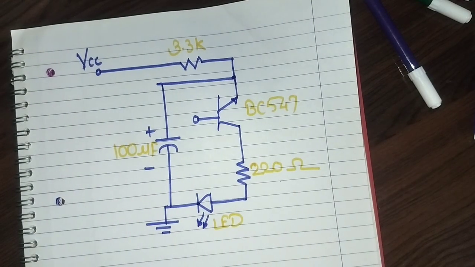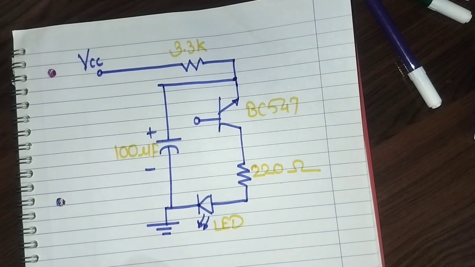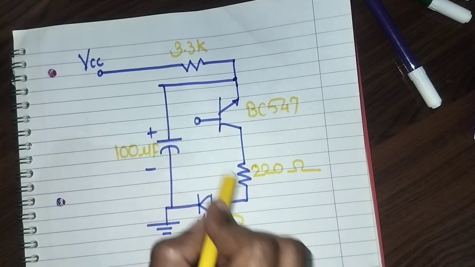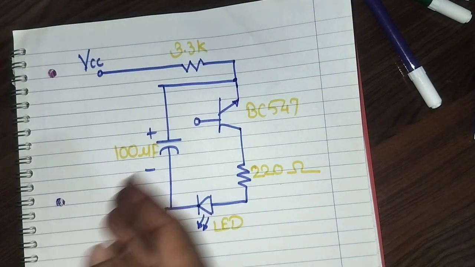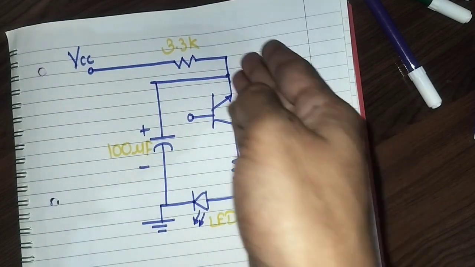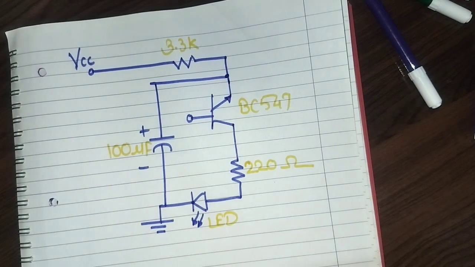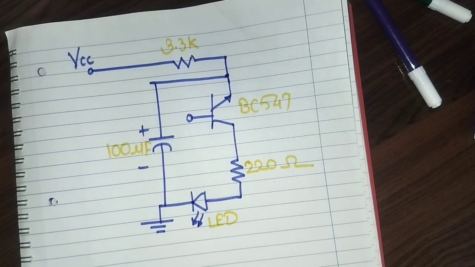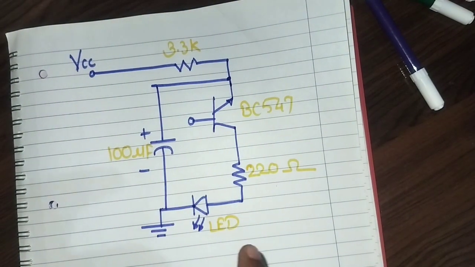Now this is how the circuit looks. The thing is, our base is open, so how will the collector current flow and how will this LED work? Because we know the transistor works as a switch, it will turn on and off. But in this case there are some scenarios that we are going to consider.